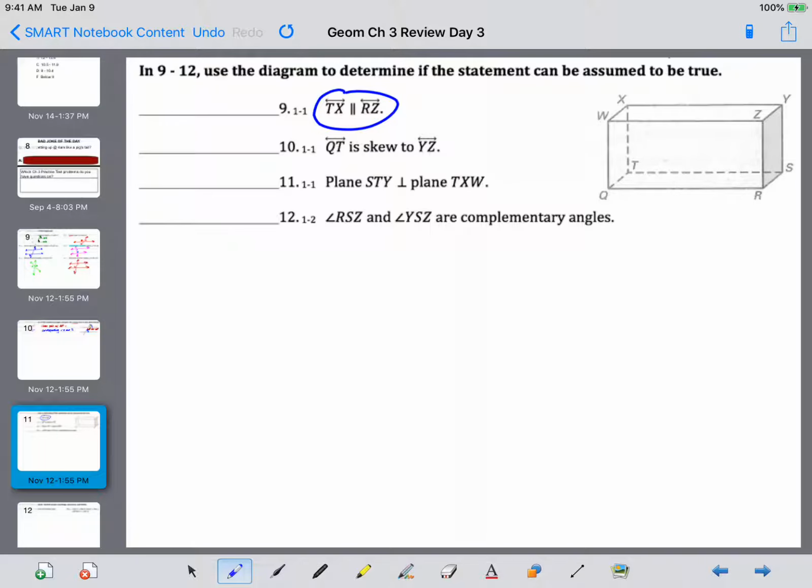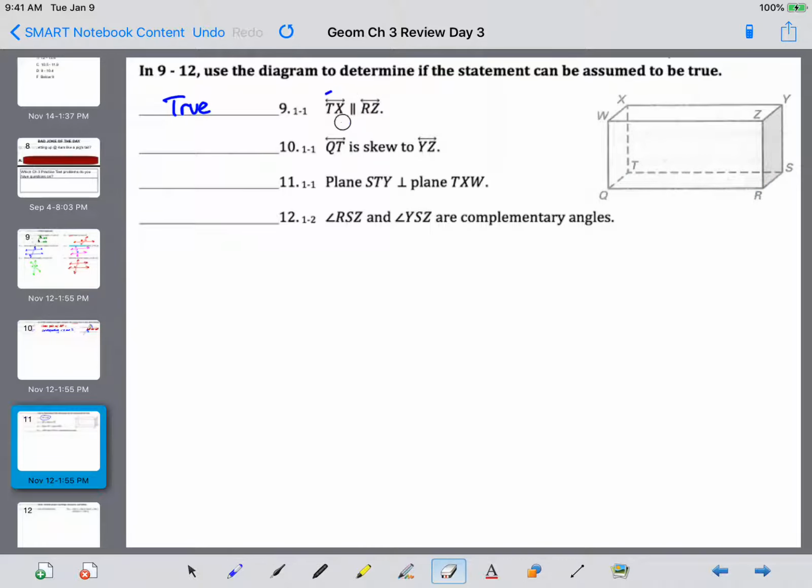So here's TX, and here is RZ. So those vertical lines are going to be parallel, so that is true. All right.